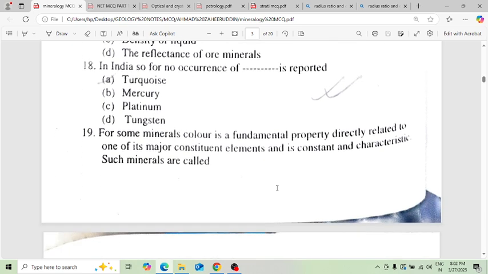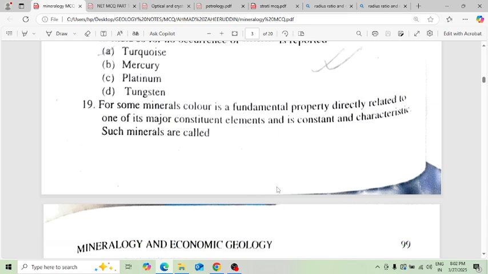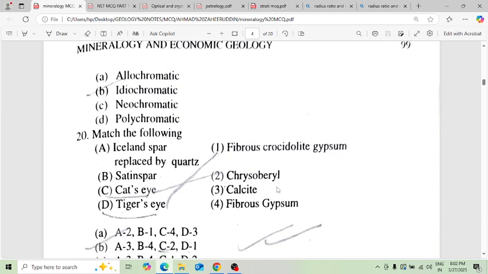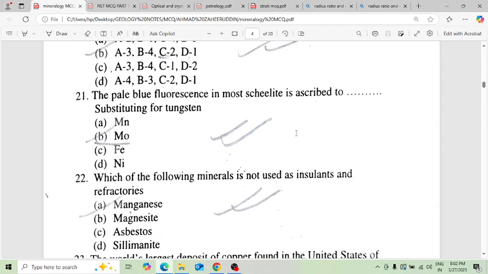For some minerals, color is a fundamental property directly related to one of its major constituent elements and is constant and characteristic. Such minerals are called idiochromatic. Match the following: tiger's eye, Iceland spar replaced by quartz. Okay, this is important. Iceland spar is calcite. Satin spar is fibrous gypsum. Cat's eye is chrysoberyl. Tiger's eye is fibrous crocidolite. The pale blue fluorescence in most scheelite is ascribed to molybdenum substituting for tungsten.